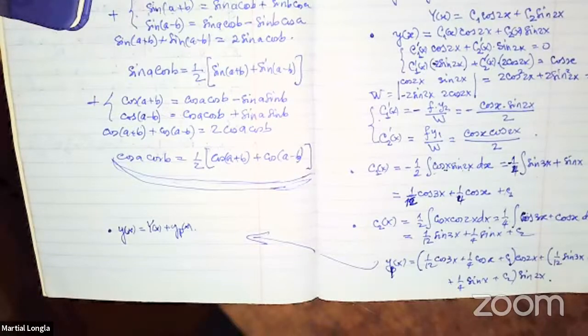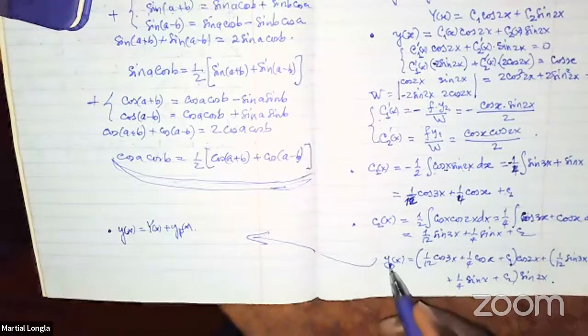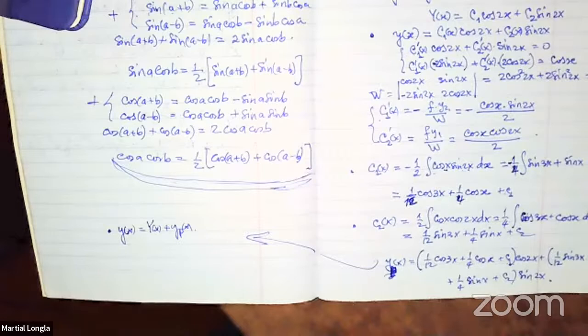Yep, go ahead. Do we have to write the capital Y of X again, even if we put this C1 into the YP of X, since C1 cosine 2X and C2 sine 2X are already in the problem? If you do what I wrote here, it's enough because it's already here. The C1 cosine 2X plus C2 sine 2X here, it's no more YP, it's just Y of X that you can obtain. You're right. Okay, thank you.